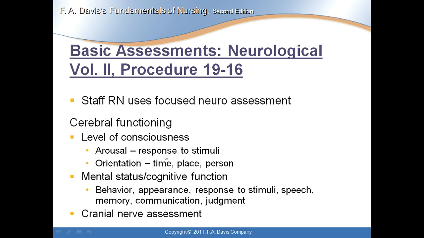So for assessing the neurological status of your patient, there are several things you'll do. For checking their level of consciousness, the first thing you can do is arouse them. Usually this happens by walking in the room, calling their name, or making your presence known. They tend to respond to you being there. Another thing you can do is find out whether or not they know what the time is, the place, or who they are.